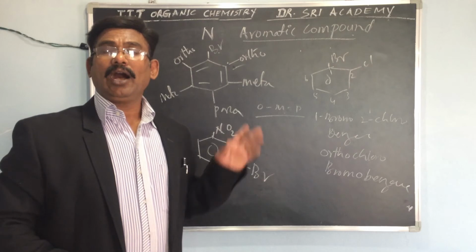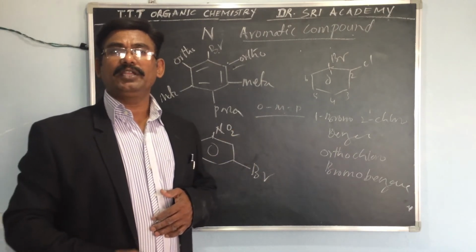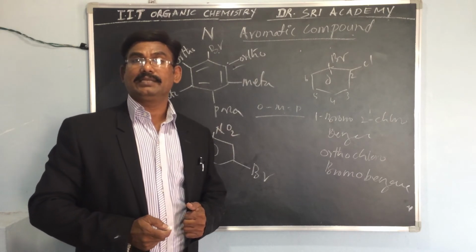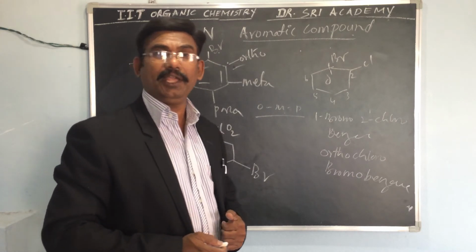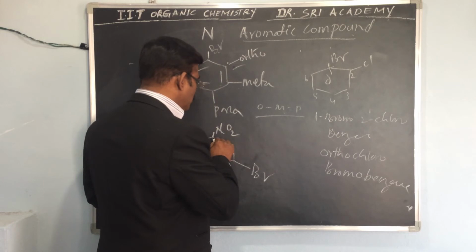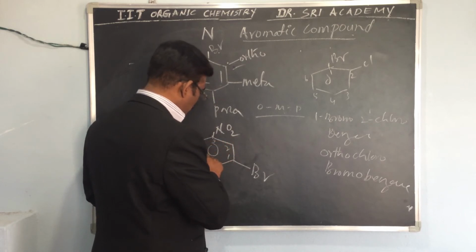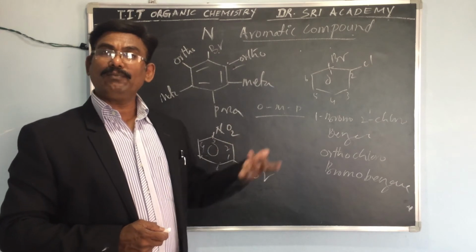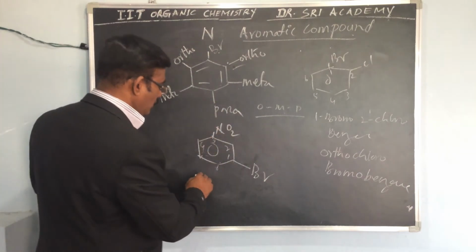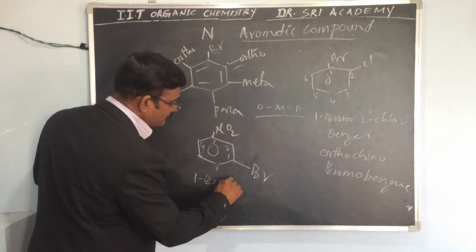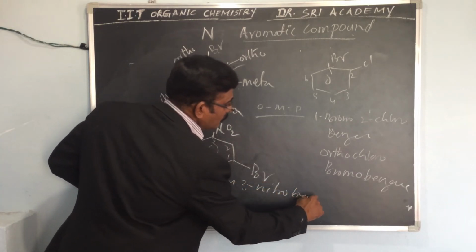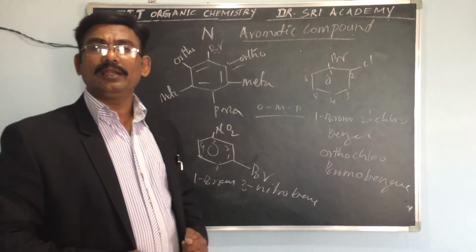So now, how can you give this the name? Because the halogens are the first priority, give the name: 1, 2, 3, 4, 5, 6. So the nitro is at 3, and bromine at 1: 1-bromo-3-nitrobenzene.